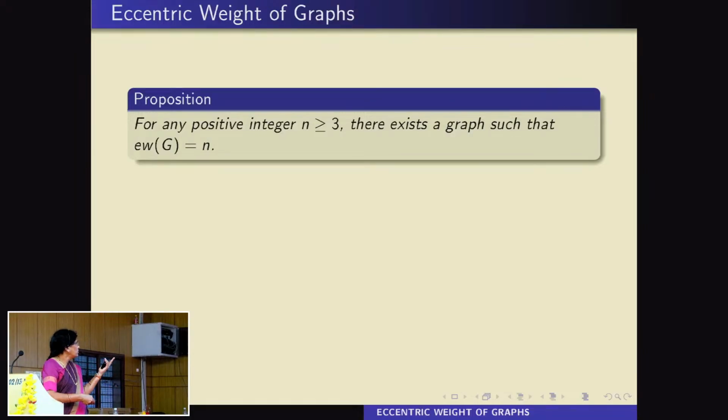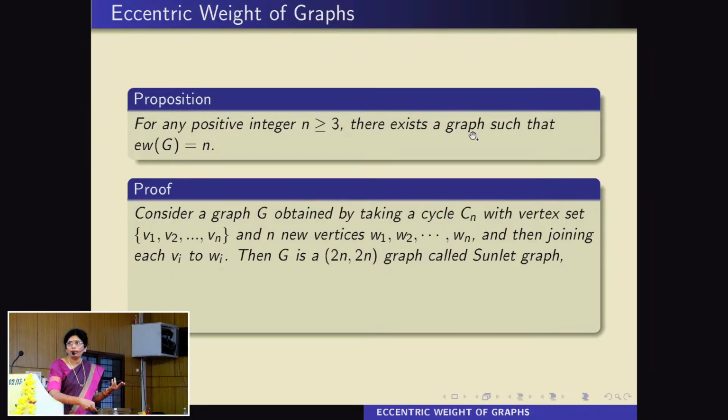Okay. So what is that graph? It is the sunlet graph. How do we obtain it? Consider the cycle having the vertices v1, v2 and so on, vn, and then add new vertices equal to the number of vertices there. The pendant edges can be included at each of those vertices, and that is called the sunlet graph. And this graph has eccentric weight equal to n.